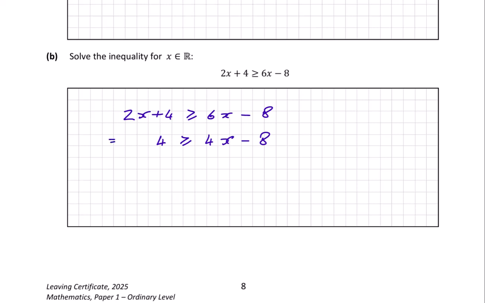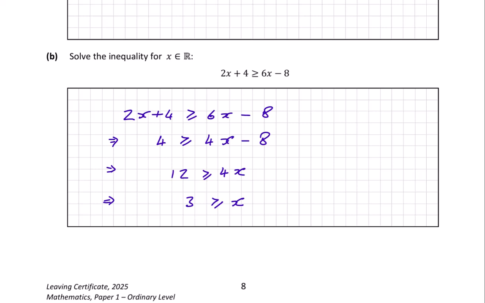Next thing I'm going to do is get rid of that 8 on the right-hand side. So I'm going to add 8 to both sides because it's a minus 8. If I add 8 to the right-hand side, I'll just get 4x. If I add 8 to the left-hand side, I'll get 12. And then finally, that 4 is multiplied by the x, so I'm going to divide by 4, and divide 12 by 4, I'll get 3. So x is less than or equal to 3 is the answer.